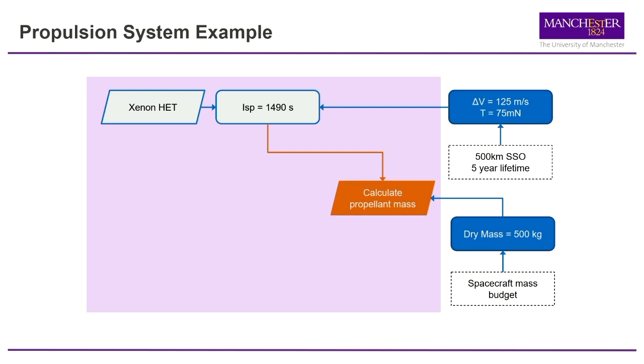We also have an assumed ISP. We've chosen to look, in this case, at a Hall effect thruster. You can repeat this later if you wanted to look at an ion thruster or a cold gas thruster, just by changing the ISP value and making sure that you can produce the right amount of thrust.